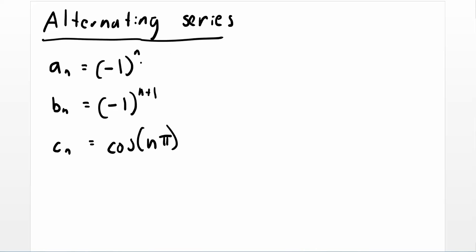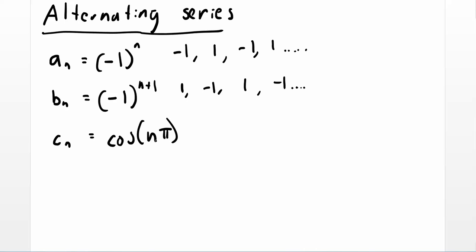So when n equals 1, an becomes -1. N equals 2, you get +1. N equals 3, -1, +1, so on. Same thing here for Bn. We're going to start with n equals 1. We get +1, then -1, +1, -1, so on.